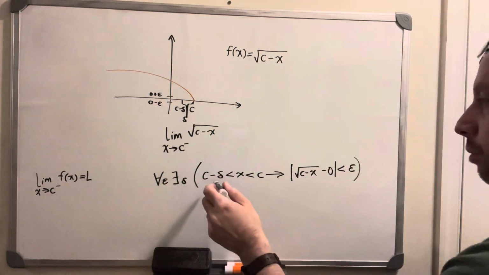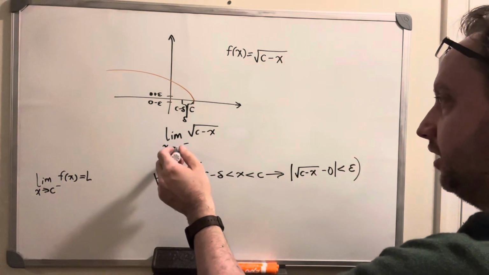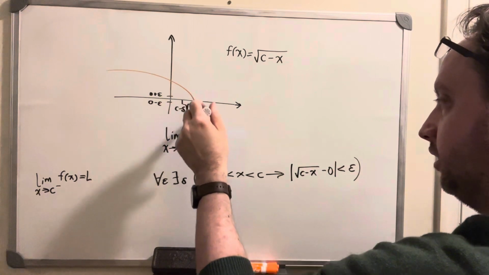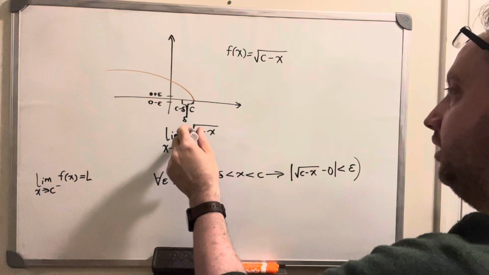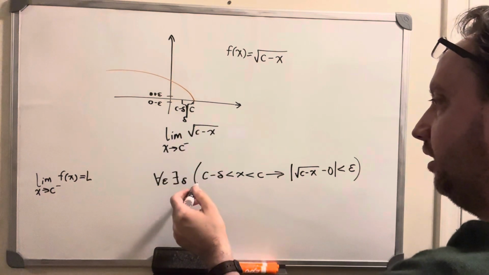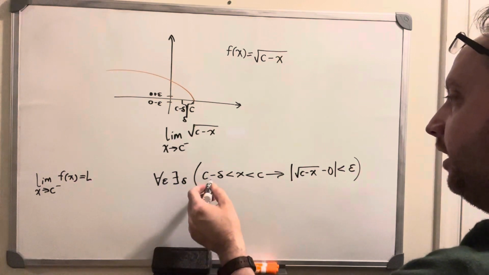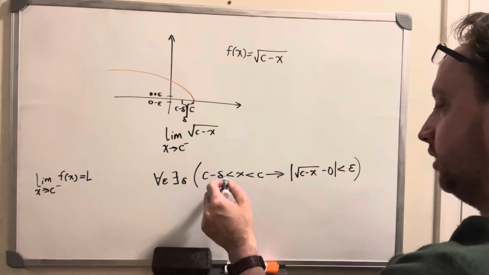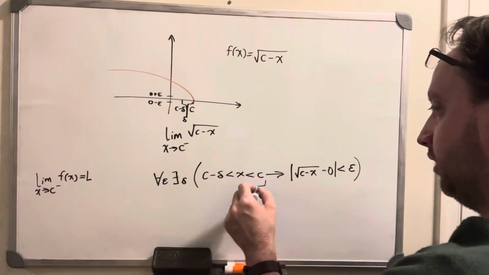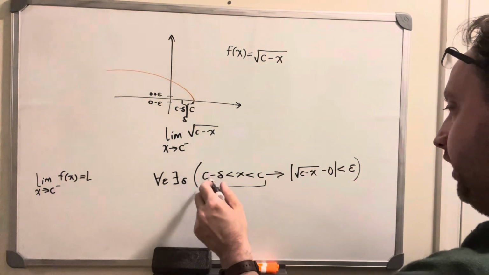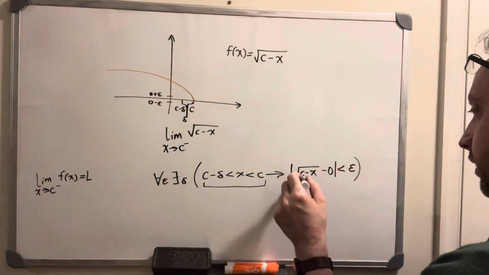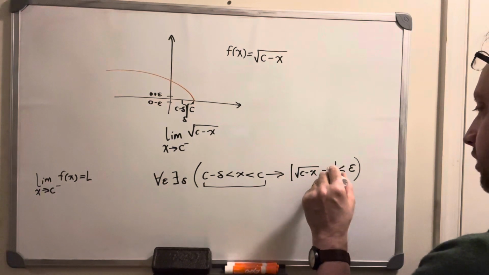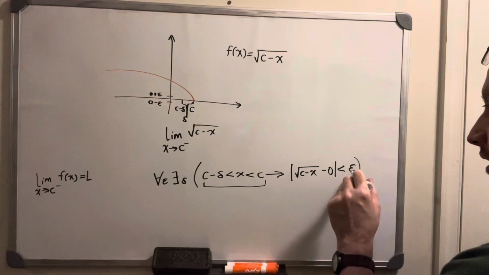But in this case, the open interval for the limit as x approaches c from the left, because the value of c is the largest value it can be, the limit of the square root of c minus x, for every epsilon greater than 0, there exists a delta such that if x is greater than c minus delta and less than c, now this is the open interval of the antecedent of this implication, then the absolute value of the function, the square root of c minus x, minus the limit value, in this case 0, is less than epsilon.